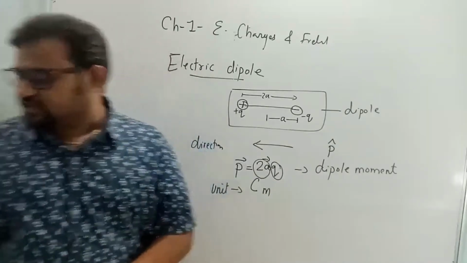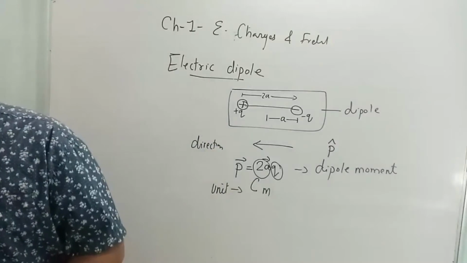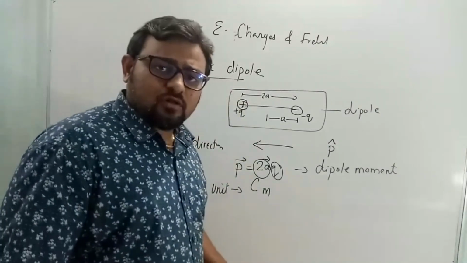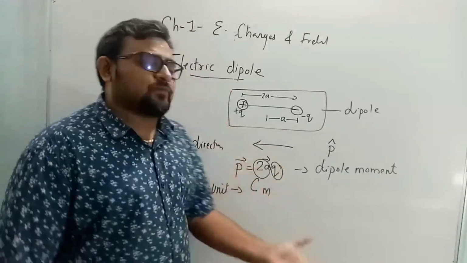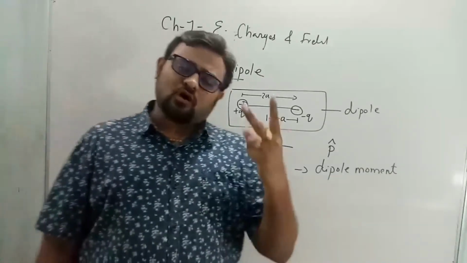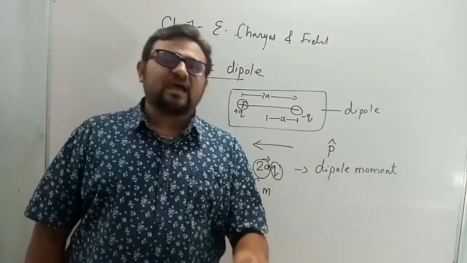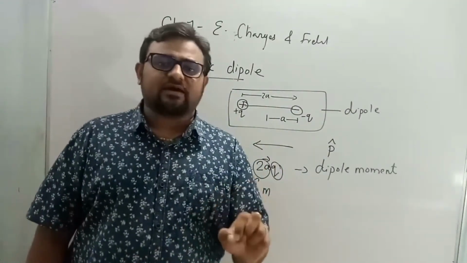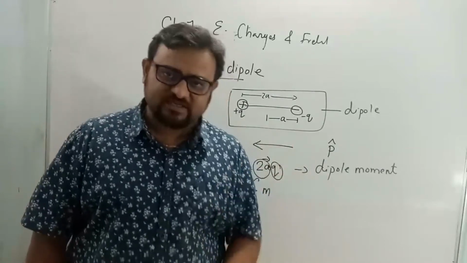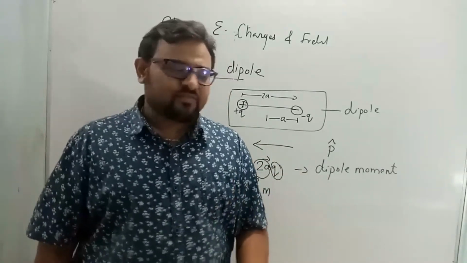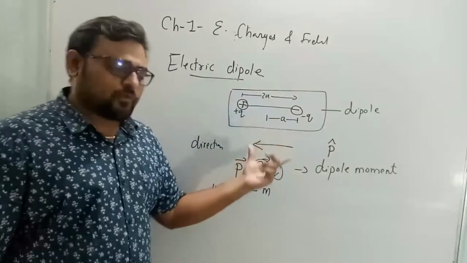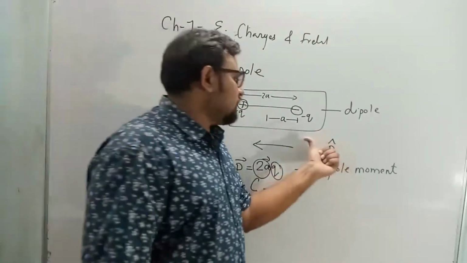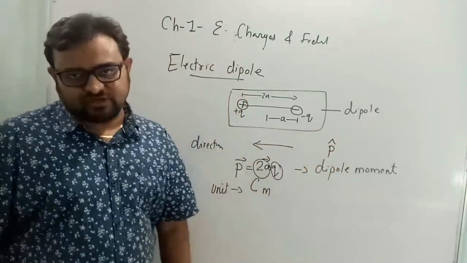Clear? So I am just revising the whole topic. See, what is electric dipole? The electric dipole is a system of two opposite charges having the same magnitude separated by a finite distance. That is electric dipole. The direction of electric dipole is from negative to positive.